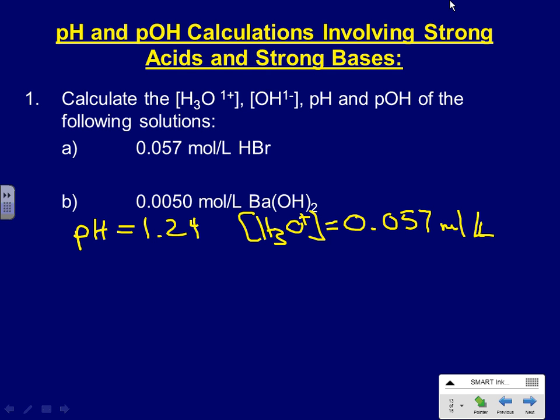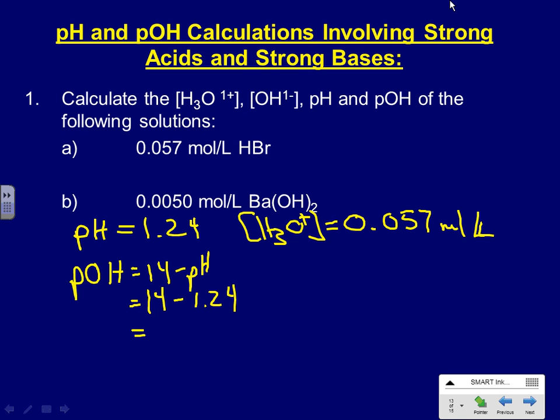Negative log 0.057 equals, and you should get 1.24, right? You've got that on there. So the next move is pOH is equal to 14 minus pH. It's good to write it down, but you really don't have to, because what you're going to do is go 14 minus answer equals. Everybody got the answer key on their button?